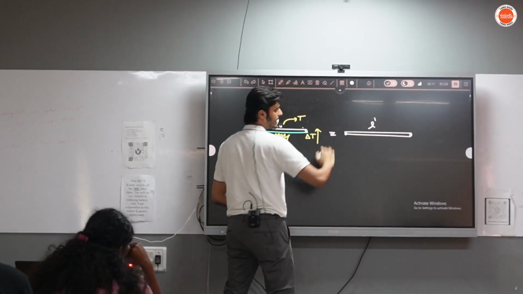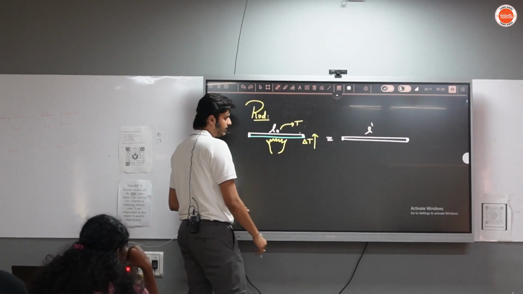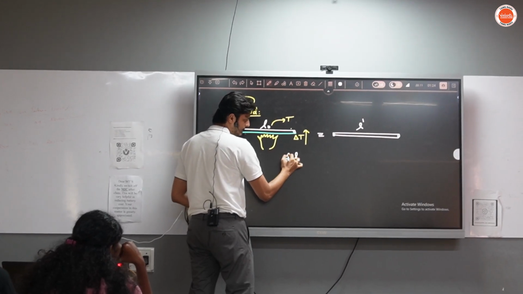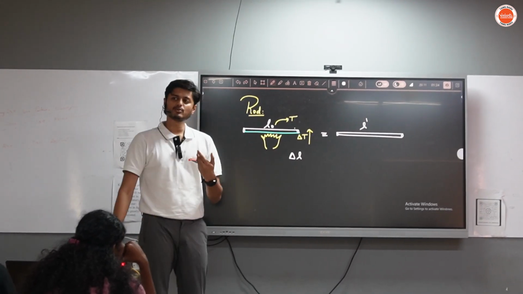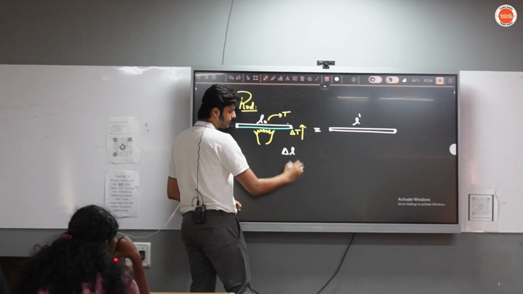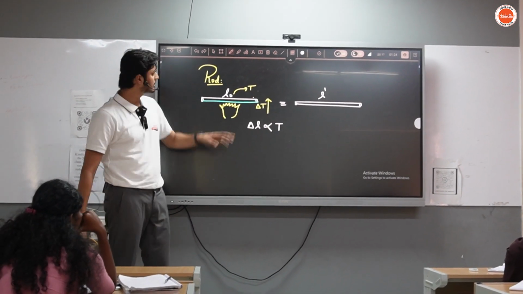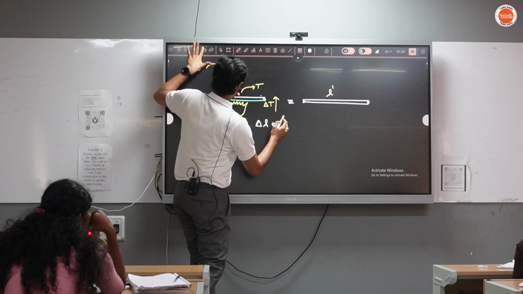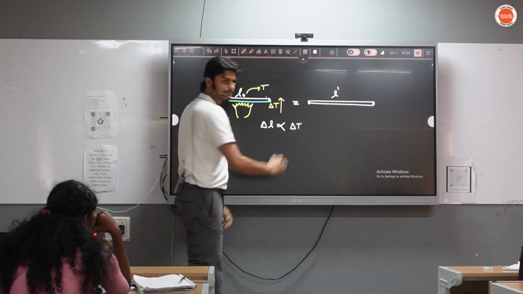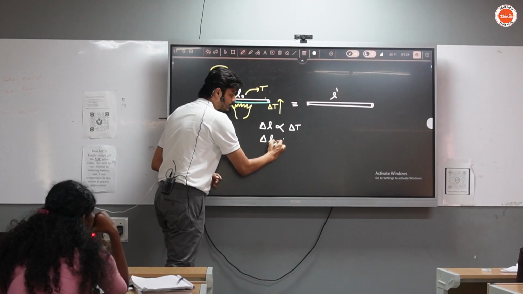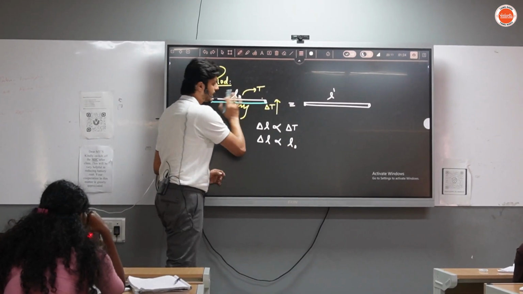Let's say the new length is L dash, right? Now the change in length is there now. This change in length, the change in length is proportional to what all the things? Tell me. This is proportional to what? Temperature. First thing is it should be proportional to change in temperature. Can I write? Delta T, can I write? Okay. And the change in length is also proportional to original length L0.